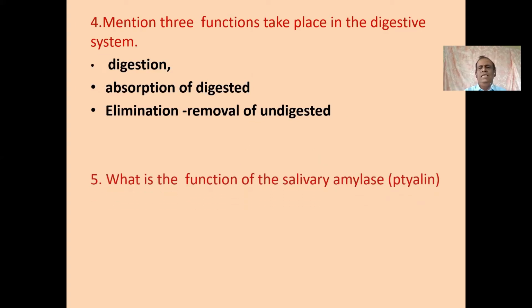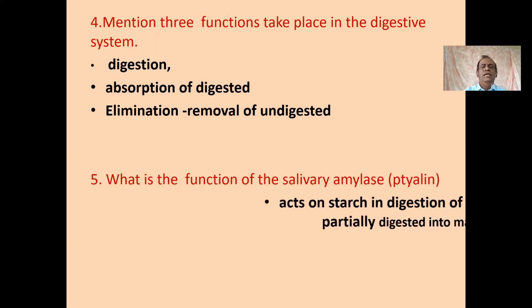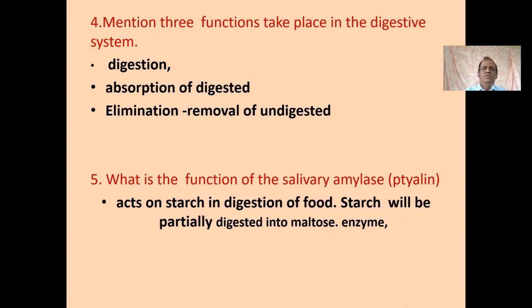So what is the function of salivary amylase? In our mouth cavity, we have 3 pairs of glands known as salivary glands. One of the important components in the saliva is an enzyme called salivary amylase. It acts on starch in the digestion of food. Starch will be partially digested into maltose.